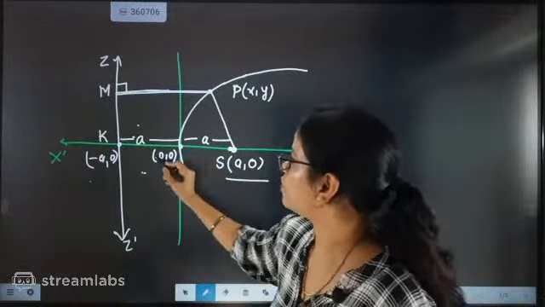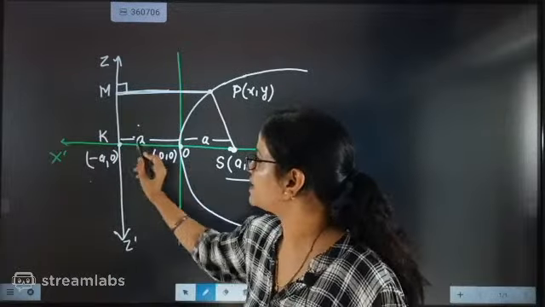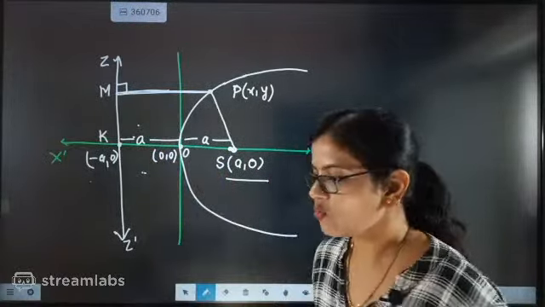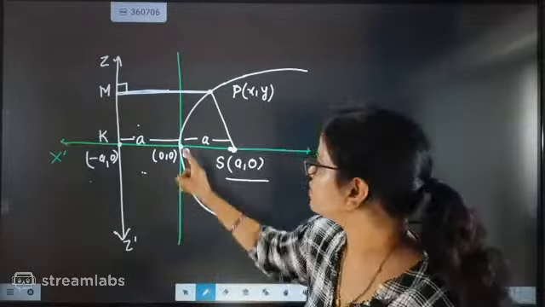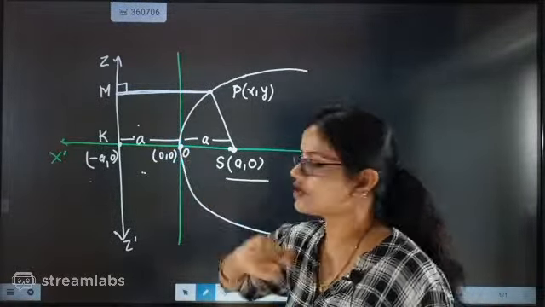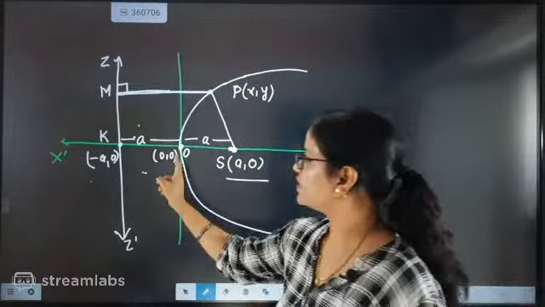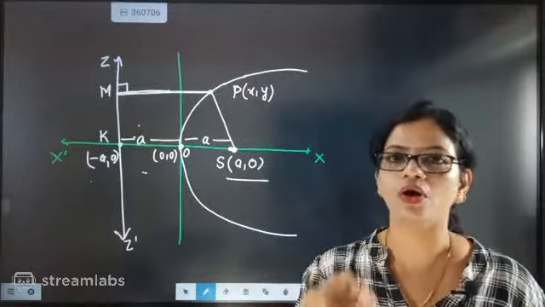So from origin O, from O to K it is coming as A, and from here to here it is coming as A. So what is the vertex point, beta? What is the vertex point here? Vertex point is the origin, because the parabola is touching the origin. So here vertex is exactly coming as 0, 0.